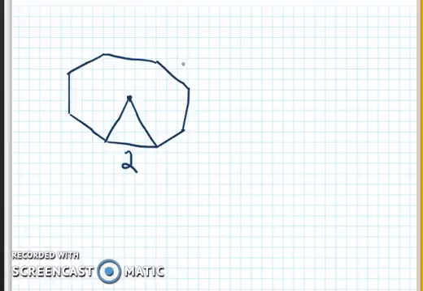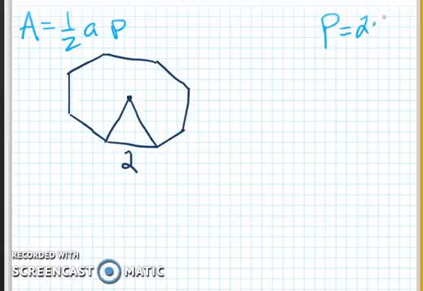Alright, this might not look like it, but this is actually an octagon. Okay, so sorry for my poor writing, but this is an octagon where we have the area equal to 1/2 a times p. Again, the perimeter is going to be easy here. It's going to be 2 times 8. It's an 8-sided figure.